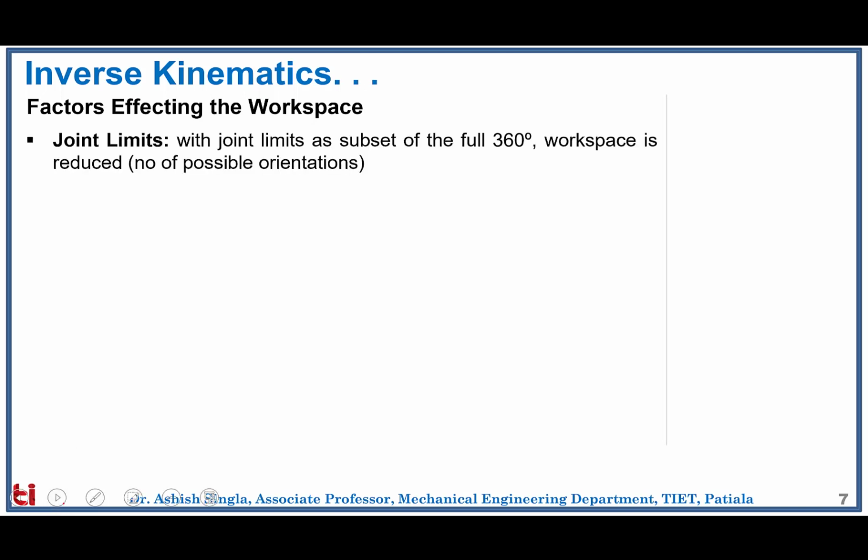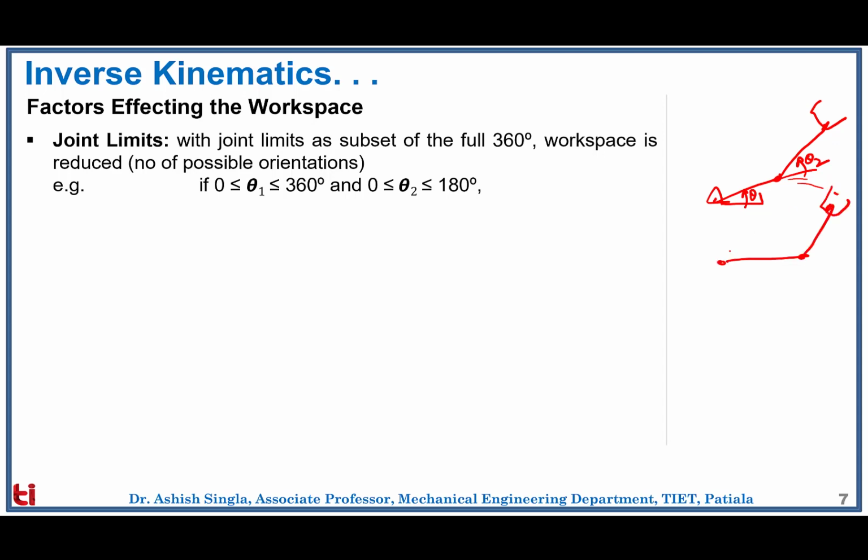The first factor is the joint limits. With joint limits, the full 360 degree workspace is reduced to a subset. Let's take the example of theta 1 taking the full 360 degrees and theta 2 taking only 180 degrees. Here, this represents theta 1 and this represents theta 2. If theta 2 can take 180 degrees only and cannot go back in this direction, then in most cases it can take this kind of orientation, but this orientation is not possible because theta 2 has joint limits of 0 to 180 degrees. So one of the orientations will be cut down.